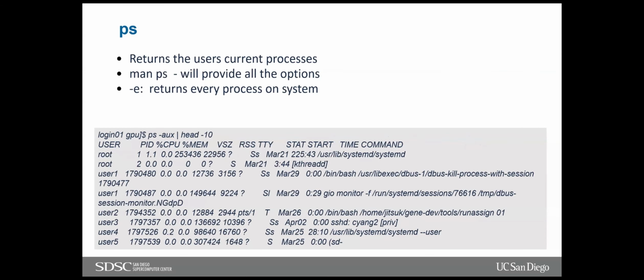The PS command returns what is currently active on the system. It's like top, but it has additional info. Also, this is going to be a snapshot of the current processes, where the top command again updates constantly.